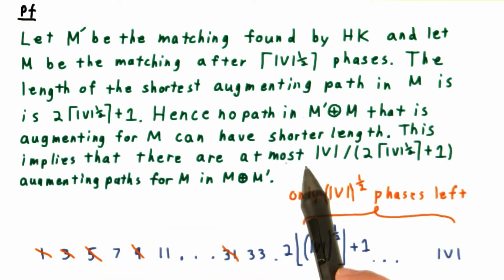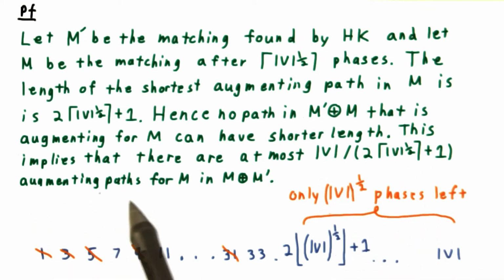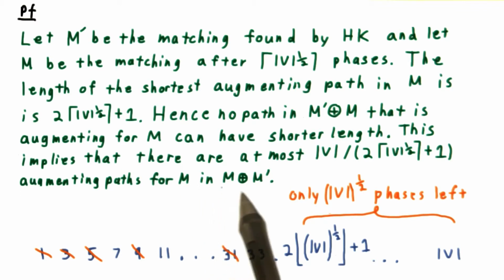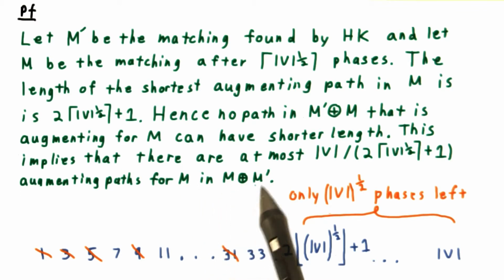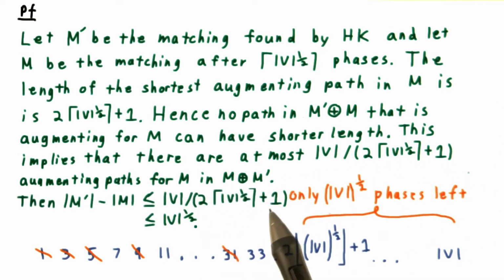This implies that there are at most the size of V divided by this shortest path length augmenting paths for M in the symmetric difference here. We just run out of vertices. There aren't enough left to fill out any more paths than this. And if there can be only so many augmenting paths in the difference, then M can't be too far away from M prime, certainly at most the square root of v.